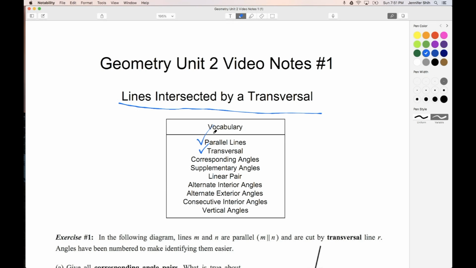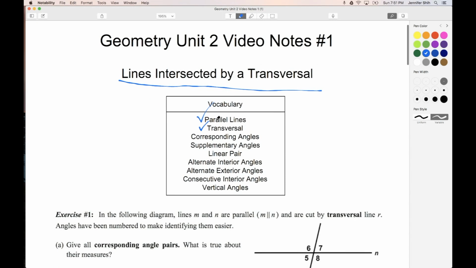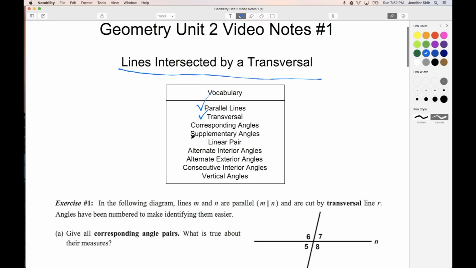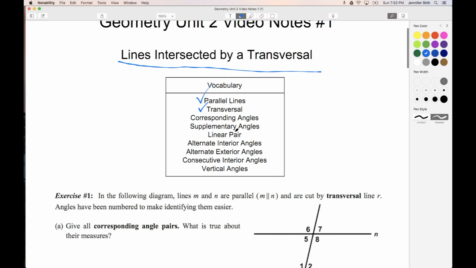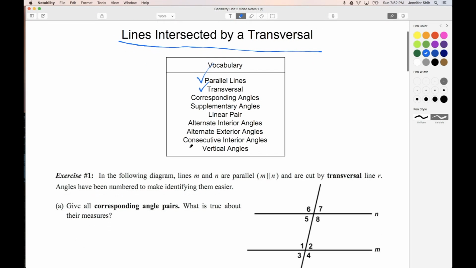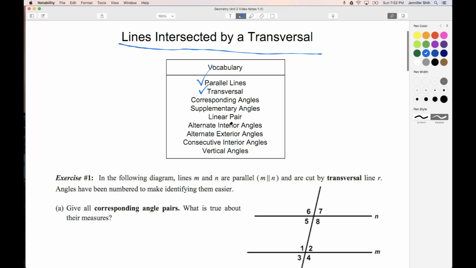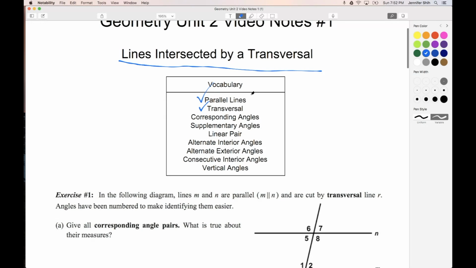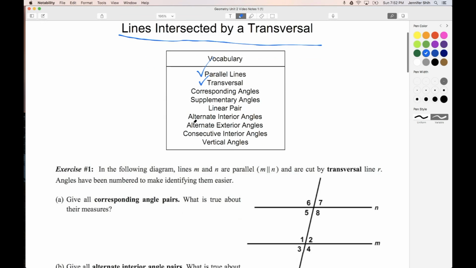So in this box here, in your vocabulary notes or in your notebook, you can document the vocabulary that we're going to be using today. I'm going to be saying words like parallel lines, transversal, corresponding angles, supplementary angles, linear pair, alternate interior angles, alternate exterior angles, consecutive interior angles, and vertical angles. So make sure that your notes are titled Lines Intersected by a Transversal, Unit 2 Video Notes number 1, and we can get started. We have 3 exercises to do in this video today.